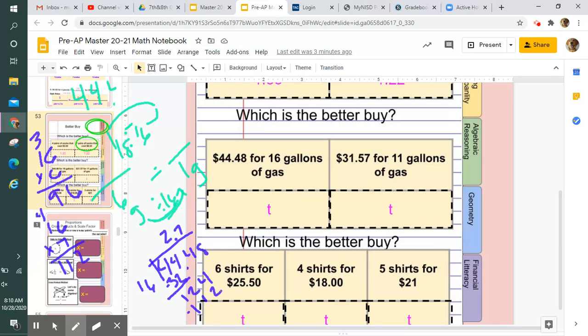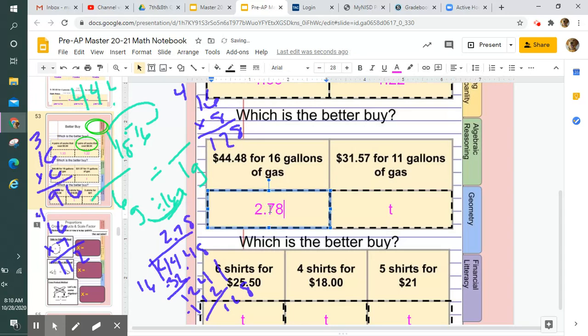Okay, and then what's going to be left over is 12, and then we're going to bring down this 8, so 128. And that's going to be 16 times 8, and we'll try it up here just to make sure. So 6 times 8 is 48. 8 times 1 is 8, plus 4 is 12, which is 128. So we were right. So the first one is $2.78 per gallon.